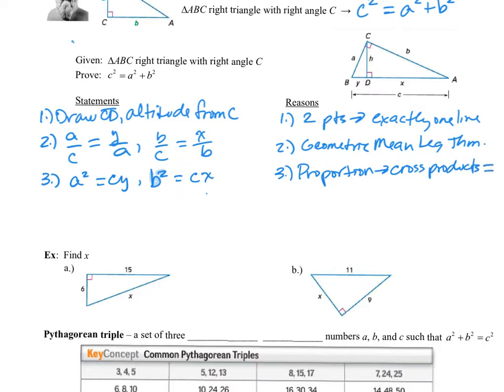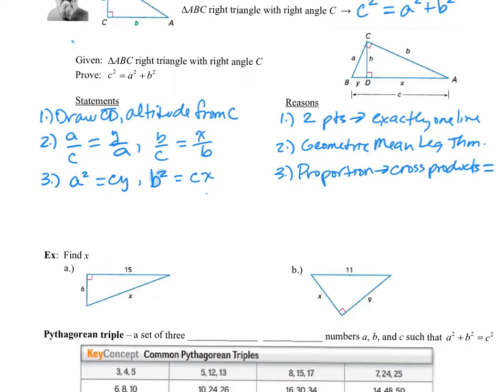Okay, so now what I'm going to do is I'm going to take this first equation and I'm going to use the addition property of equality, and I'm going to add the same amount to both sides. What I'm going to do is I'm going to add b squared to the left side of this equation and cx to the right side of the equation. So if these two things are equal to start with, I can add the same amount to both sides, and the left side will still be equal to the right side.